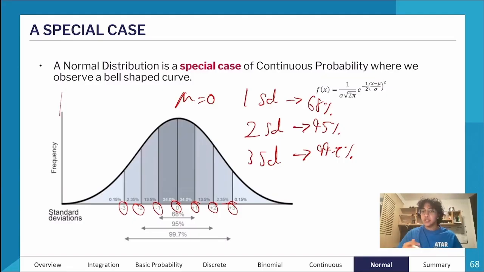Know that standard deviation can either go up or down. So from 0 to 1, it captures 34%. And then from -1 to 0, it captures another 34%, which is where you get your 68 from. Same with the 95 and same with the 99.7.